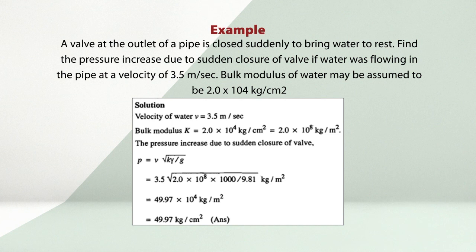So here velocity is given as V equal to 3.5 meter per second. Bulk modulus K is equal to 2 into 10 to the power 8 kg per meter square. So pressure increase due to sudden closure of valve is P equal to V into root K gamma upon g. The value comes to 49.97 kg per centimeter square.